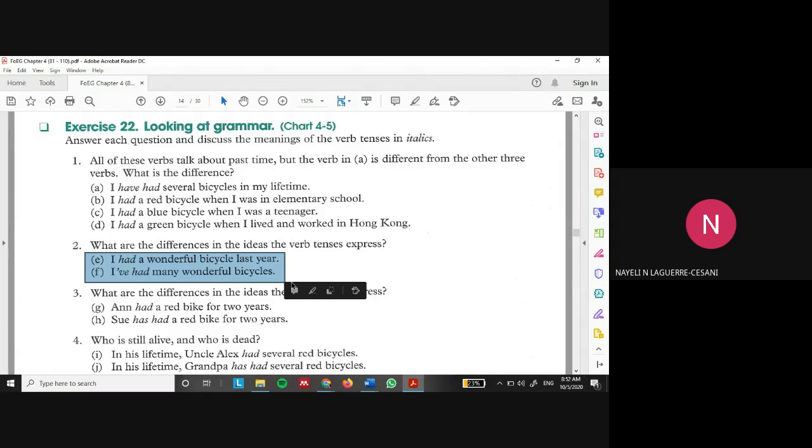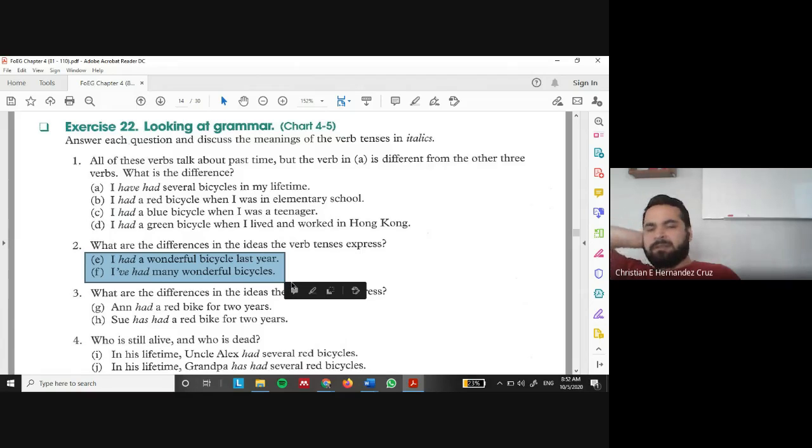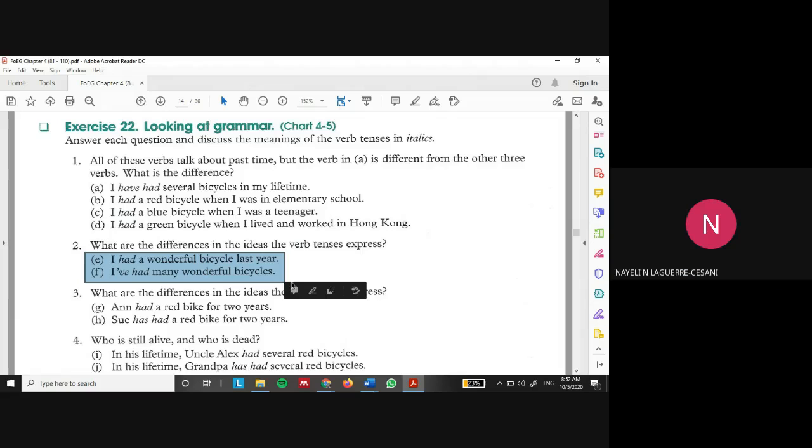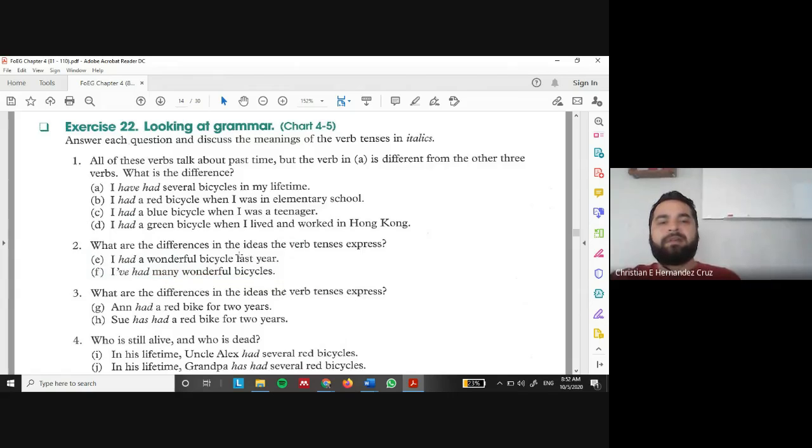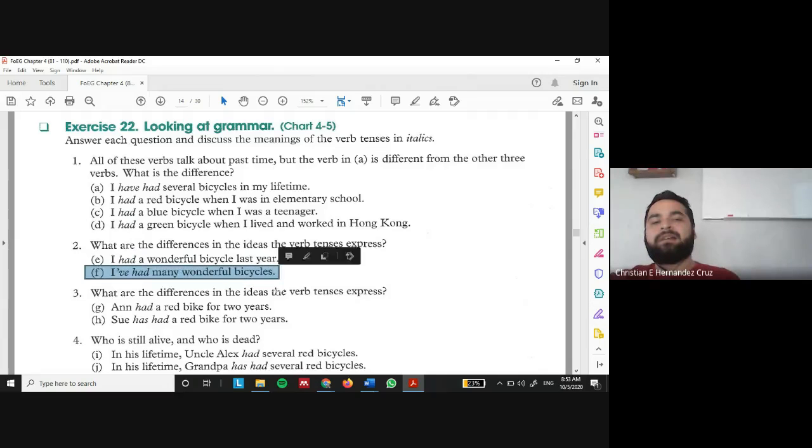One specifies time and the other doesn't. Could you repeat that? It seems you cut out a little. One specifies time and the other doesn't. Well, okay, yeah, that is true. This does specify time because it says last year. Okay, that's good. And of course, if you notice, the verb is had, which would make it simple past, which is good. And this one also does not specify anything about the bicycles. It doesn't specify anything about when you've had them.